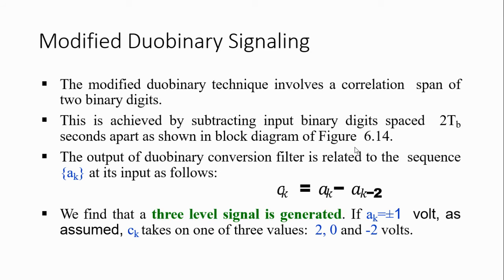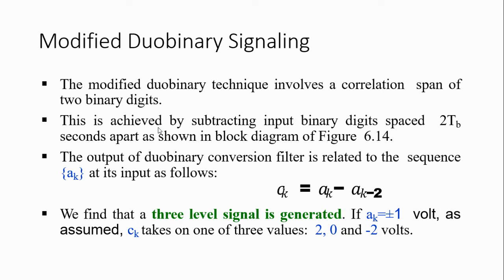Now we see modified duo binary coding. In this modified duo binary coding, it gives a correlation span of two binary digits. This modified duo binary signaling is achieved by subtracting input binary digits two bits spaced apart.